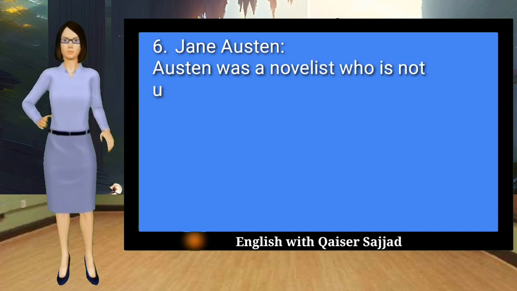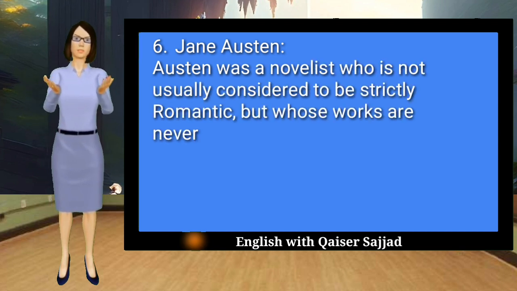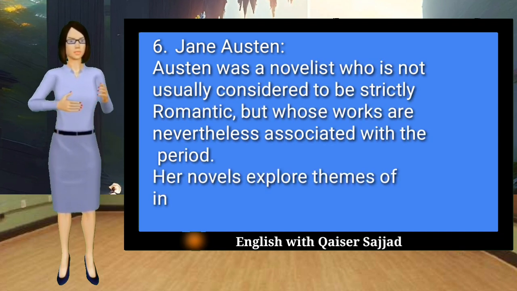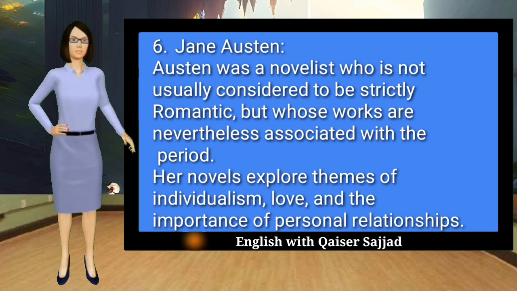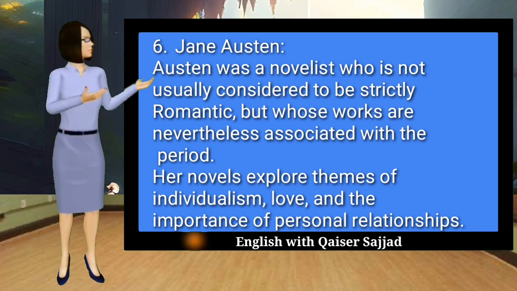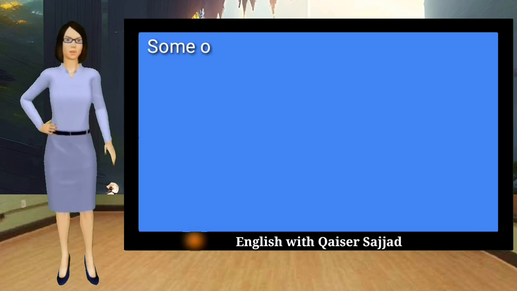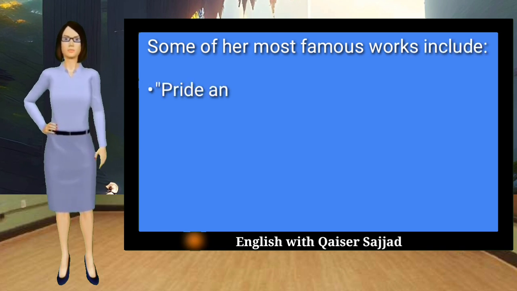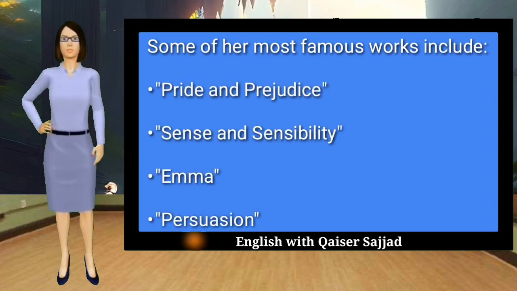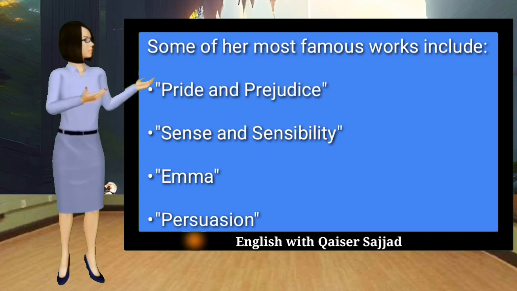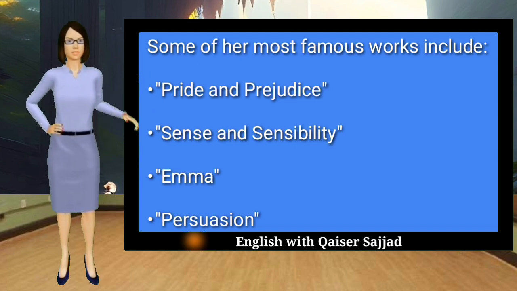Jane Austen. Austen was a novelist who is not usually considered to be strictly Romantic, but whose works are nevertheless associated with the period. Her novels explore themes of individualism, love, and the importance of personal relationships. Some of her most famous works include Pride and Prejudice, Sense and Sensibility, Emma, and Persuasion.